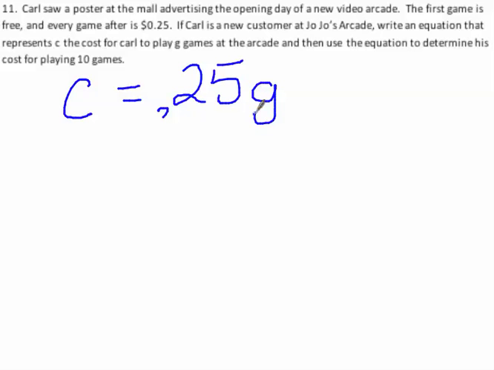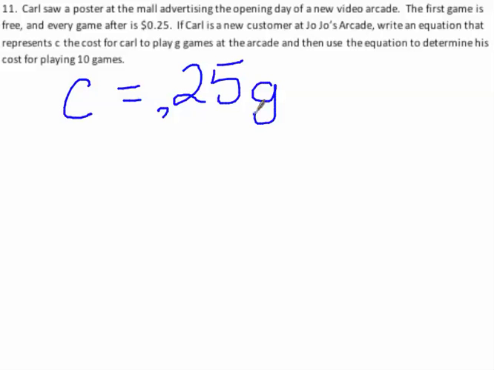Well, as we often do, we'll start our equation with C for cost. So cost is equal to, well, we know that it's 25 cents times the number of games that he would play. So we can take 0.25 and multiply that times the number of games. So in other words, if he played one game, it would cost 25 cents. If he played 2 games, it would cost 50 cents. 3 games would cost 75 cents, and so on.